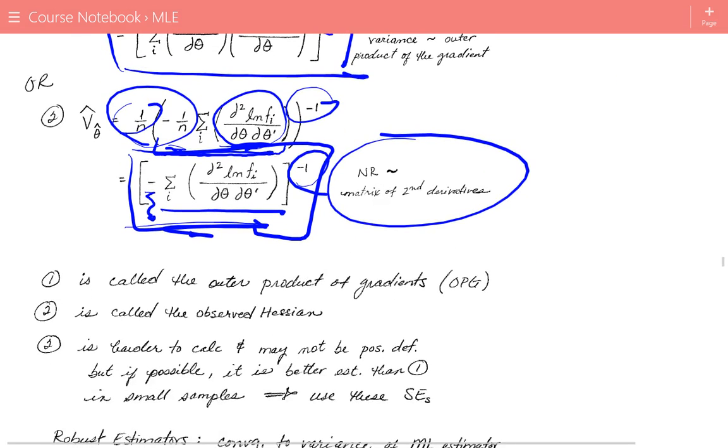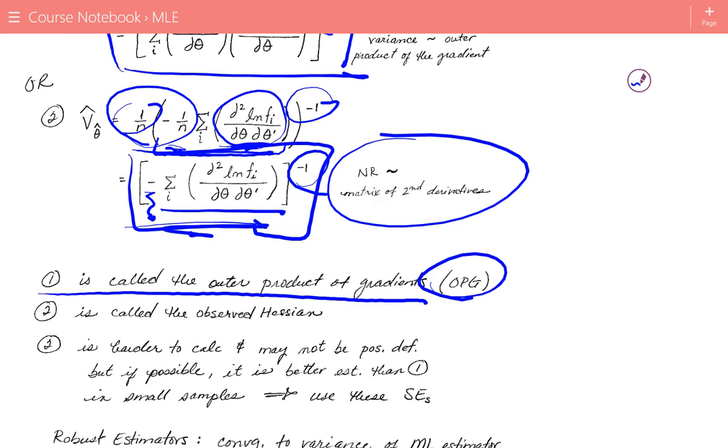So the first estimator is called the outer product of the gradients. You will see in Stata it will be denoted in the table of results as OPG. And the second is called the observed Hessian. And in Stata they don't designate it separately. When it uses the observed Hessian, it will just simply state the variance or standard error based on it.